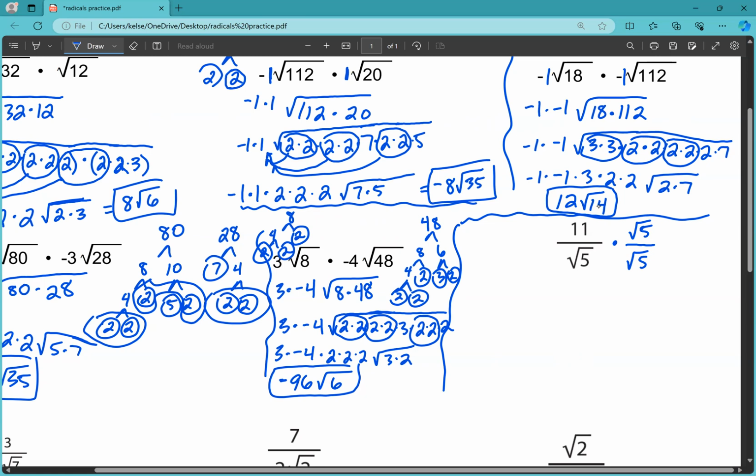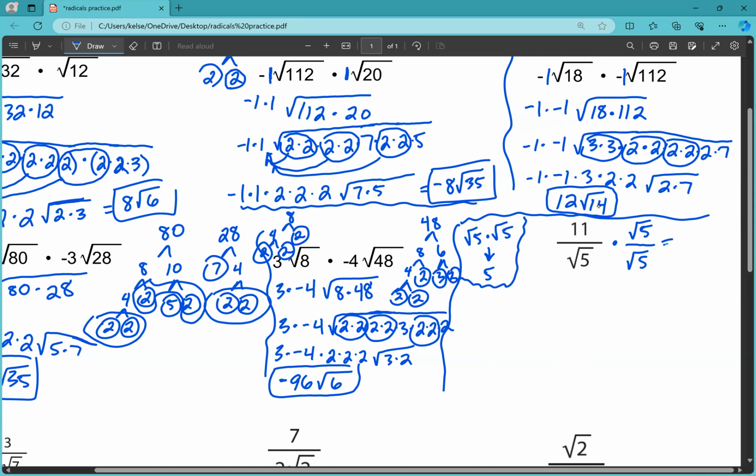And the reason for that is because when I do the square root of 5 times the square root of 5, I'm going to get just 5 from it, okay? And so that's the reason why we do this, because it gets rid of the square root around the 5, and now my fraction's happy. It doesn't have a square root in the bottom.